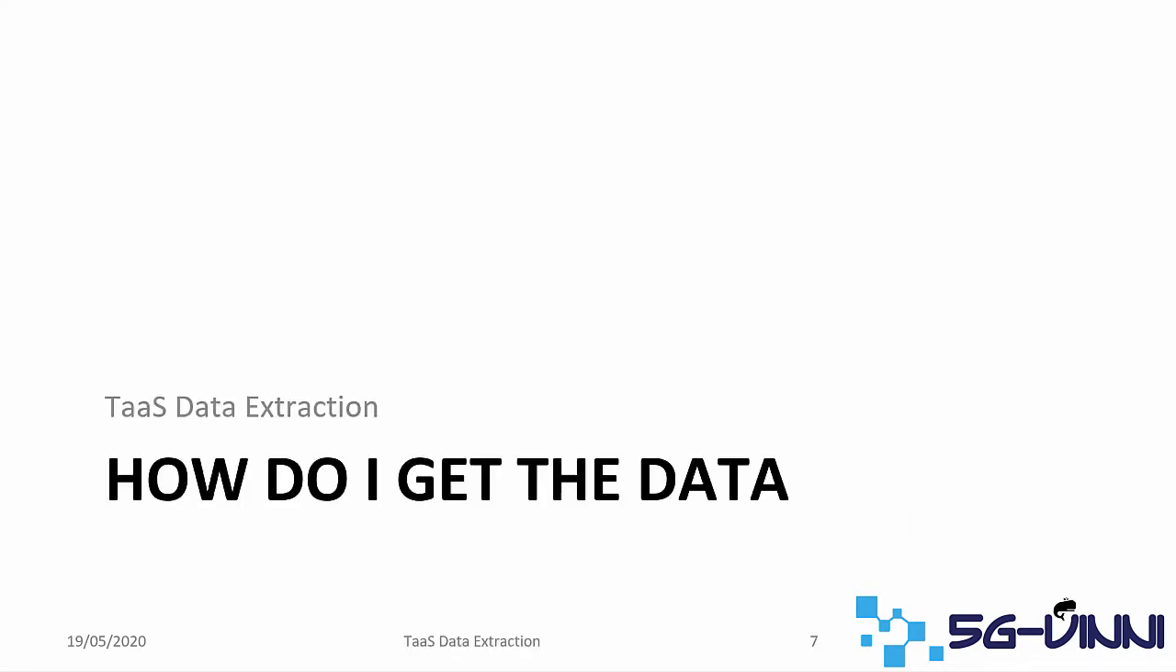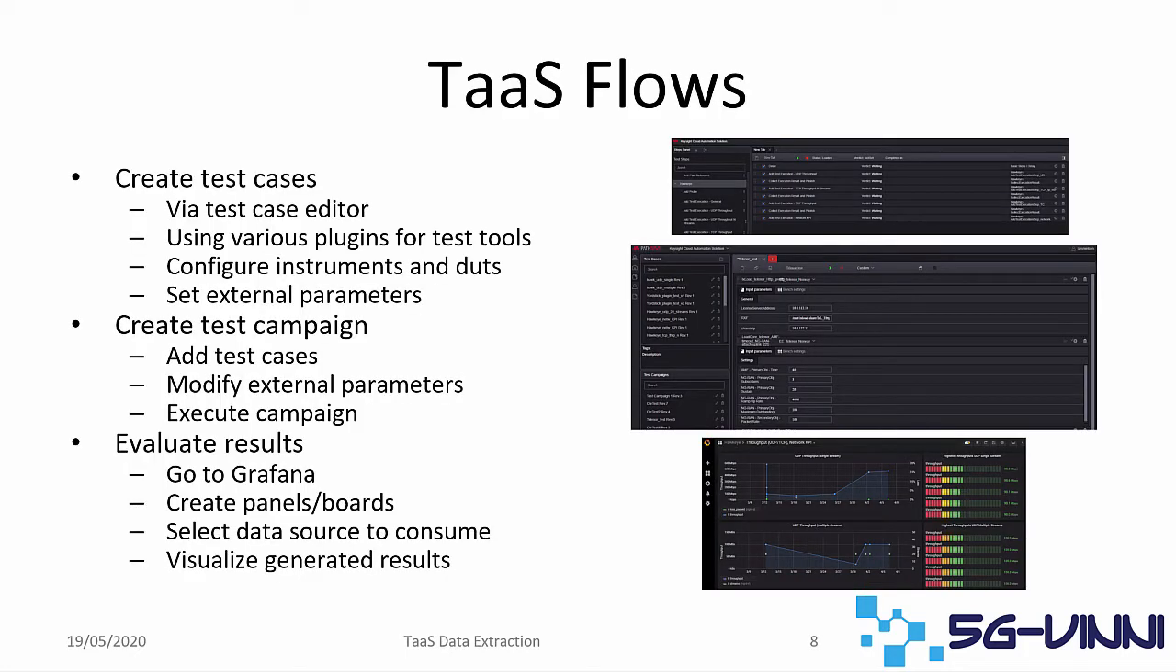Moving on to the last few parts of the TaaS flow, specifically how and where the data is stored and presented. Based on the process described before, the main interaction with the TaaS system gives us these flows. We create test cases using plugins to control test tools and DOTs. We create campaigns where we collect several test cases to measure the KPIs we need, and we execute the campaigns. Finally, we need to evaluate the results, and in doing this, consuming the data and visualizing it using Grafana.